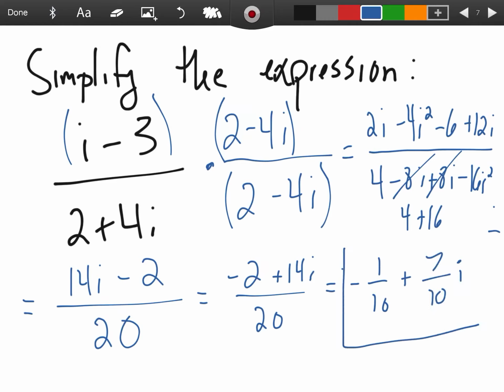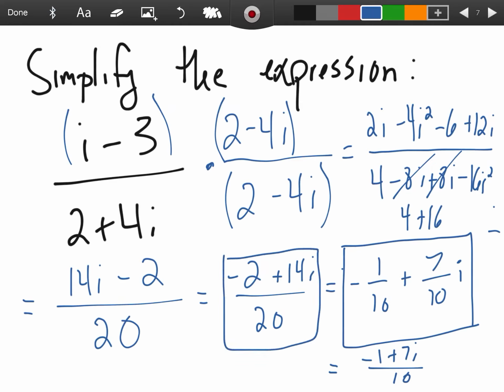So when you do the division, this is my answer as a complex number in standard form. If you left it as negative 1 plus 7i divided by 10, that would also be okay. Those are the same things. We just want to take this term right here and simplify it if we can. Divide everything by 2. Or we can split it up, because now we have just a real number in the denominator. There's no addition or anything in the denominator, so we can split up the numerator.